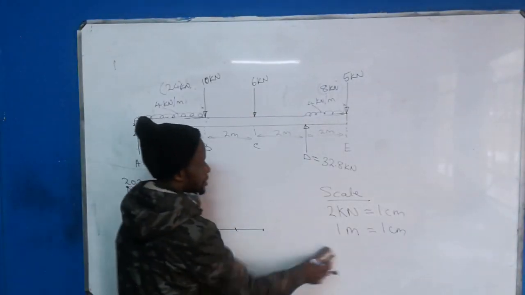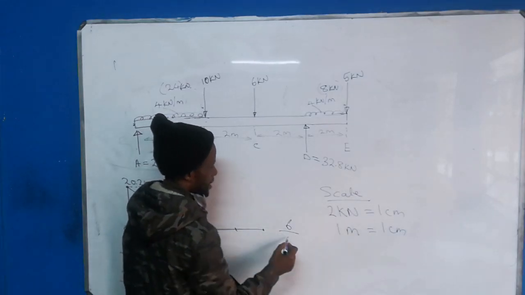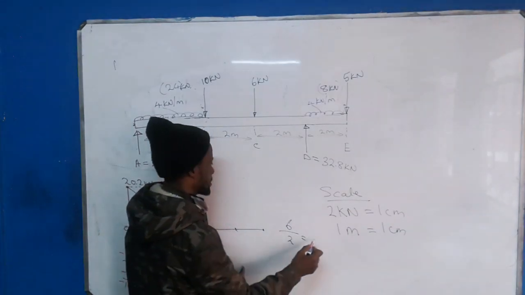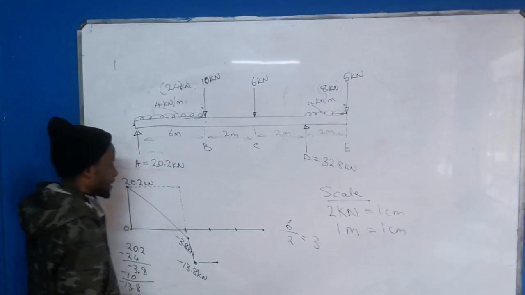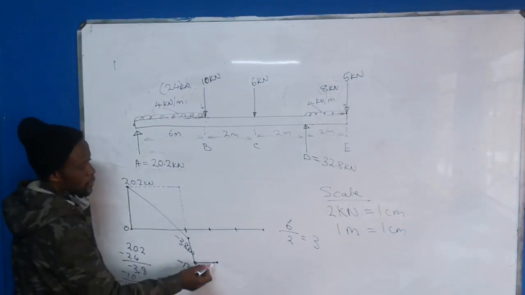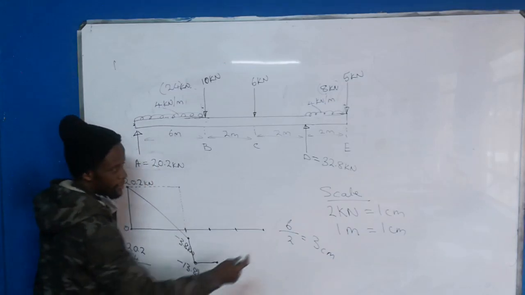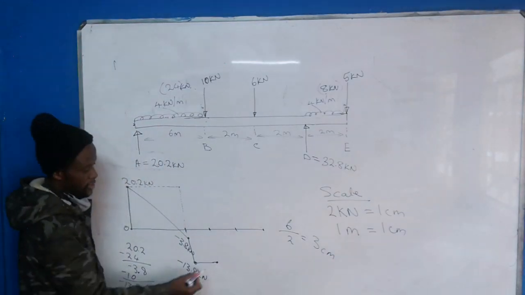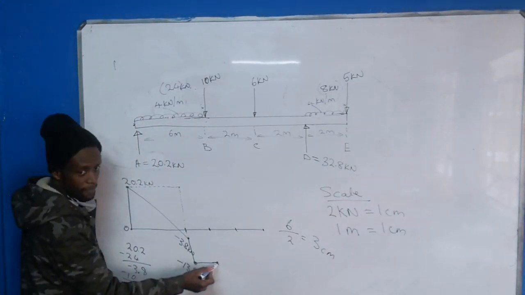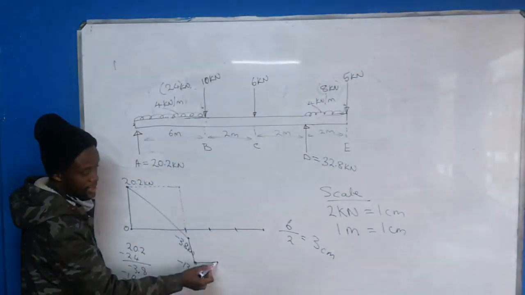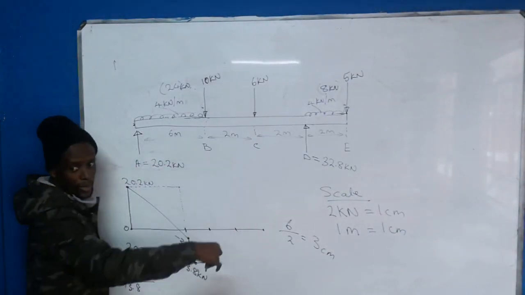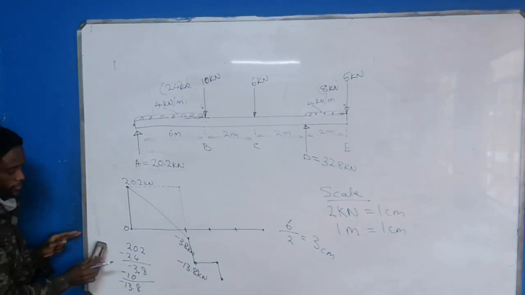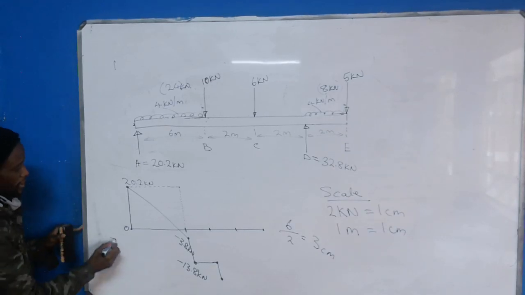We take that 6 to our scale. This is how much? 3. Come on, guys, we need a calculator. It's 3. Okay, so you go down with 3 centimeters. Remember, every time you divide by this, we just need a distance to draw on our page. So this will be 3 centimeters from this point, going downwards. I don't know where that ends. You give that a value.